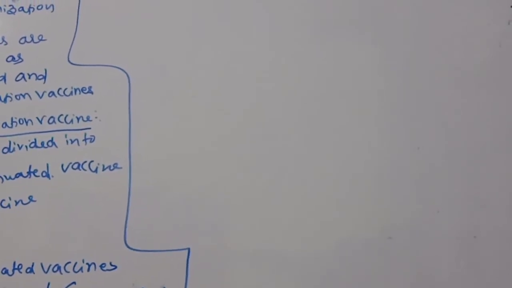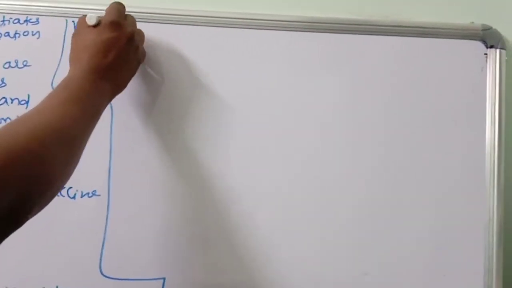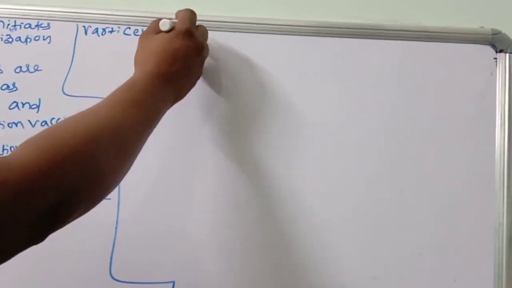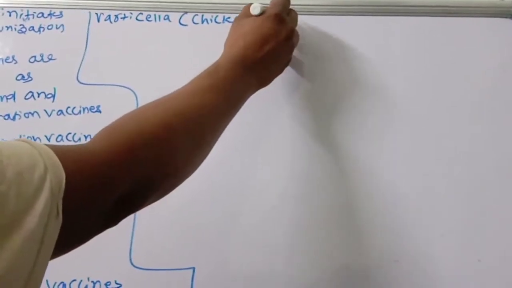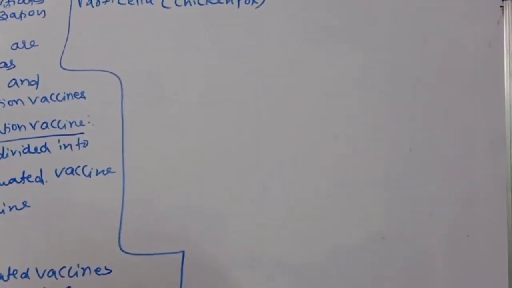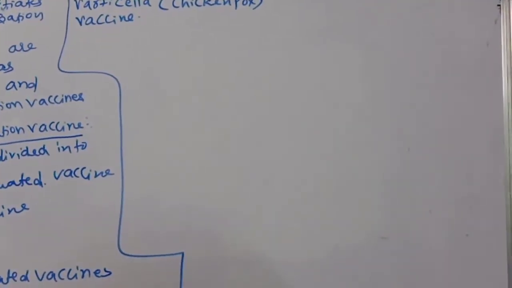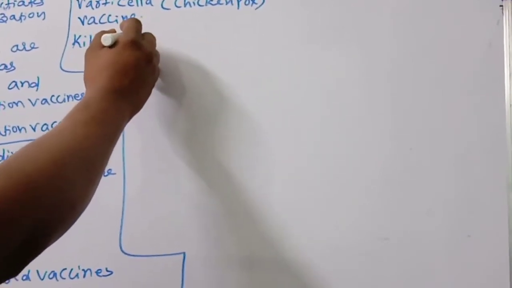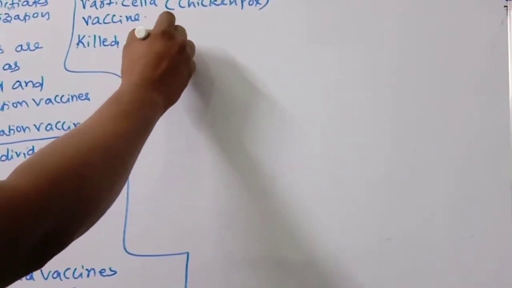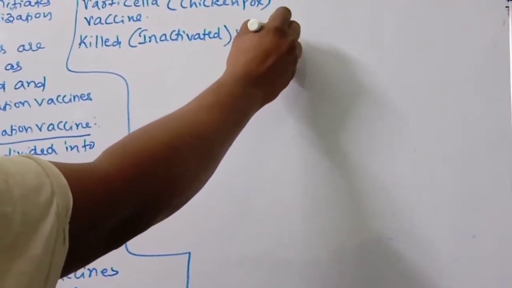Next one, some more examples. Varicella vaccine. Varicella means what? Chicken pox. This is important. Next, another important one: killed or inactivated vaccines.